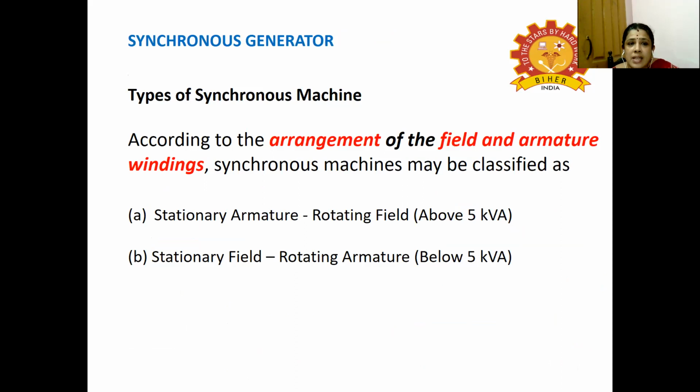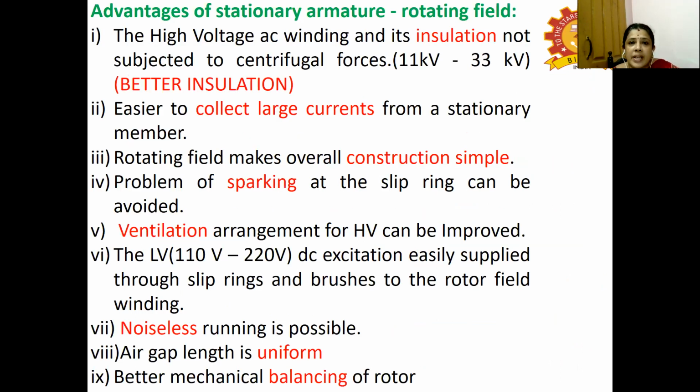Synchronous generators: types of synchronous machines. According to the arrangement of the field and the armature winding, synchronous machines may be classified as stationary armature with rotating field, above 5 kilovolt-ampere, and stationary field with rotating armature, below 5 kilovolt-ampere. The advantage of a stationary armature and rotating field: the high voltage AC winding, that is 11 kV to 33 kV, and its insulation are not subjected to centrifugal forces. Better insulation, and it is easy to collect large currents from a stationary member.